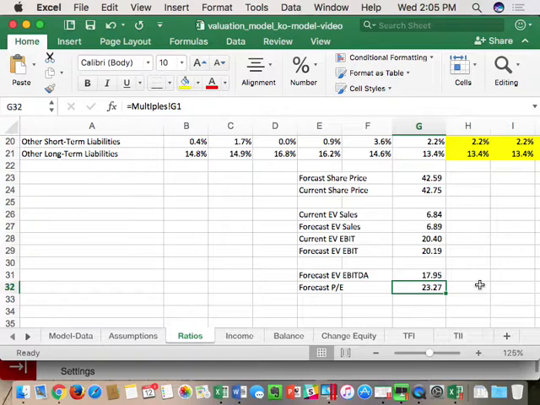Okay? So it'd be one thing to say Coke should have a $50 stock price. What are the multiples of a $50 stock price? And does that seem reasonable given the multiples in the industry? So that's kind of the question that we want to ask.